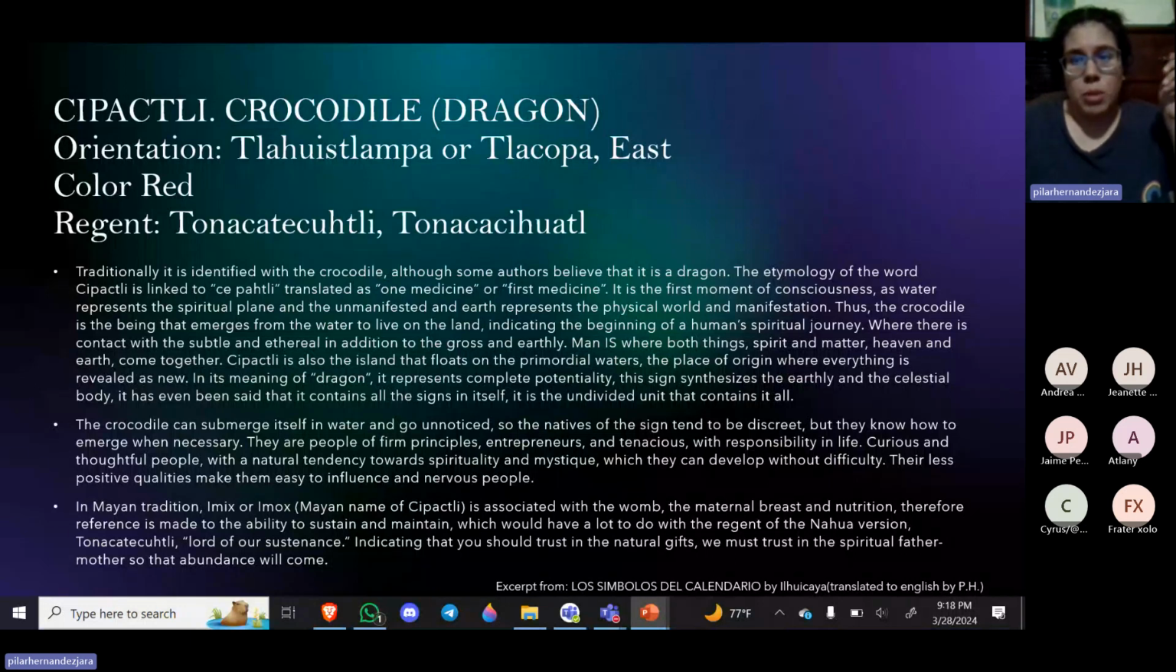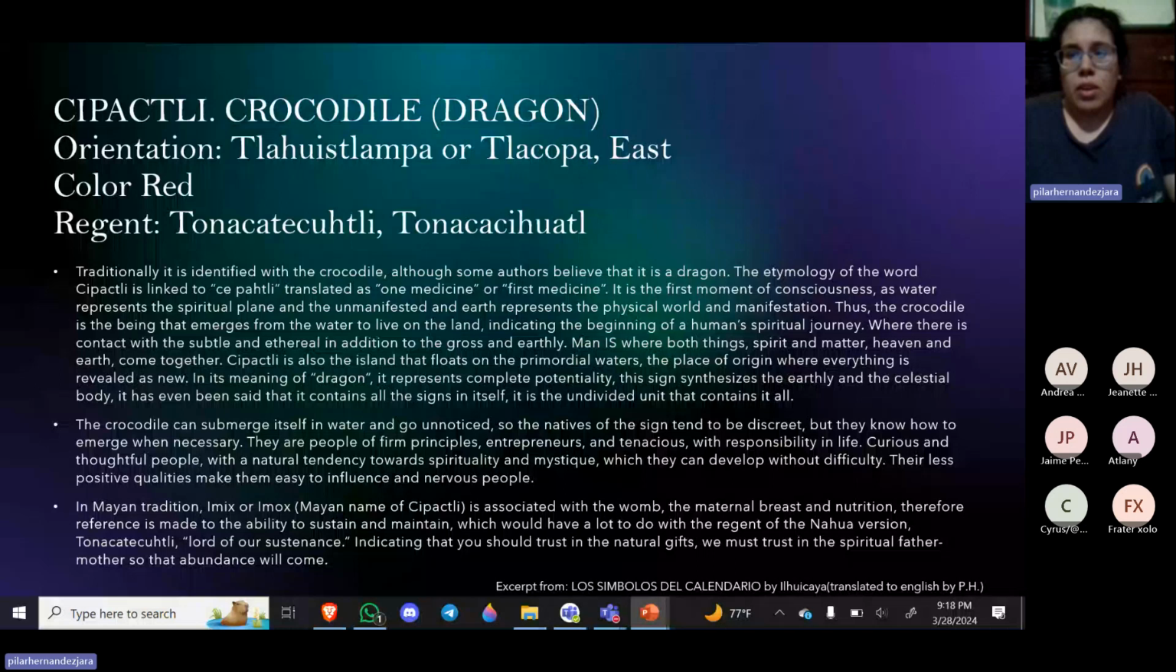It is the first moment of consciousness, as water represents the spiritual plane and the unmanifested, and earth represents the physical world and manifestation. Thus, the crocodile is the being that emerges from the water to live on the land, indicating the beginning of a human spiritual journey, where there is contact with the subtle and ethereal in addition to the gross and earthly. Man is where both things, spirit and matter, heaven and earth, come together.